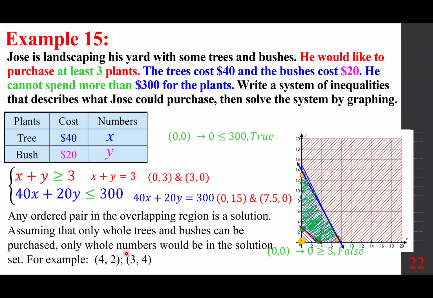For example, 4, 2, look at this point. 4, 2, 3, 4, this point. So those are examples. So there are infinitely many solutions. This is one possibility. This is another possibility. The point is, it doesn't have a unique solution. Any one of them will do the job. This is known as linear programming.